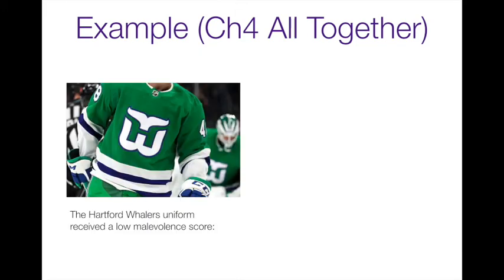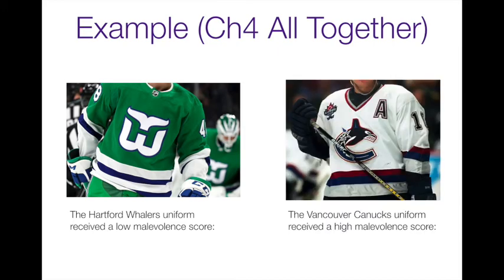Just as an example, this is the Hartford Whalers. This is a uniform that was perceived to be not very malevolent, so people didn't think this looked very evil. This is the Vancouver Canucks. They had a uniform that looked a little more menacing. So this is an example of how people were rating these uniforms.